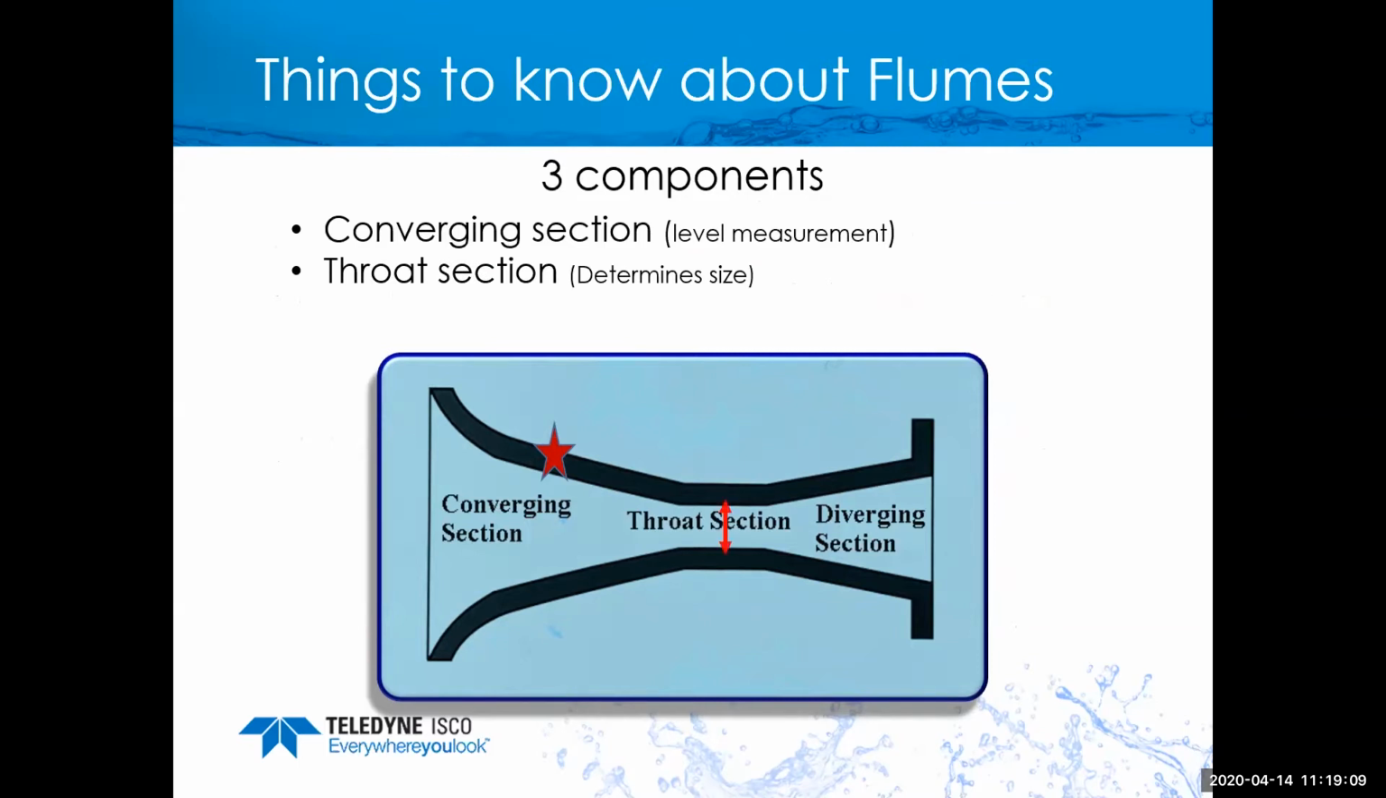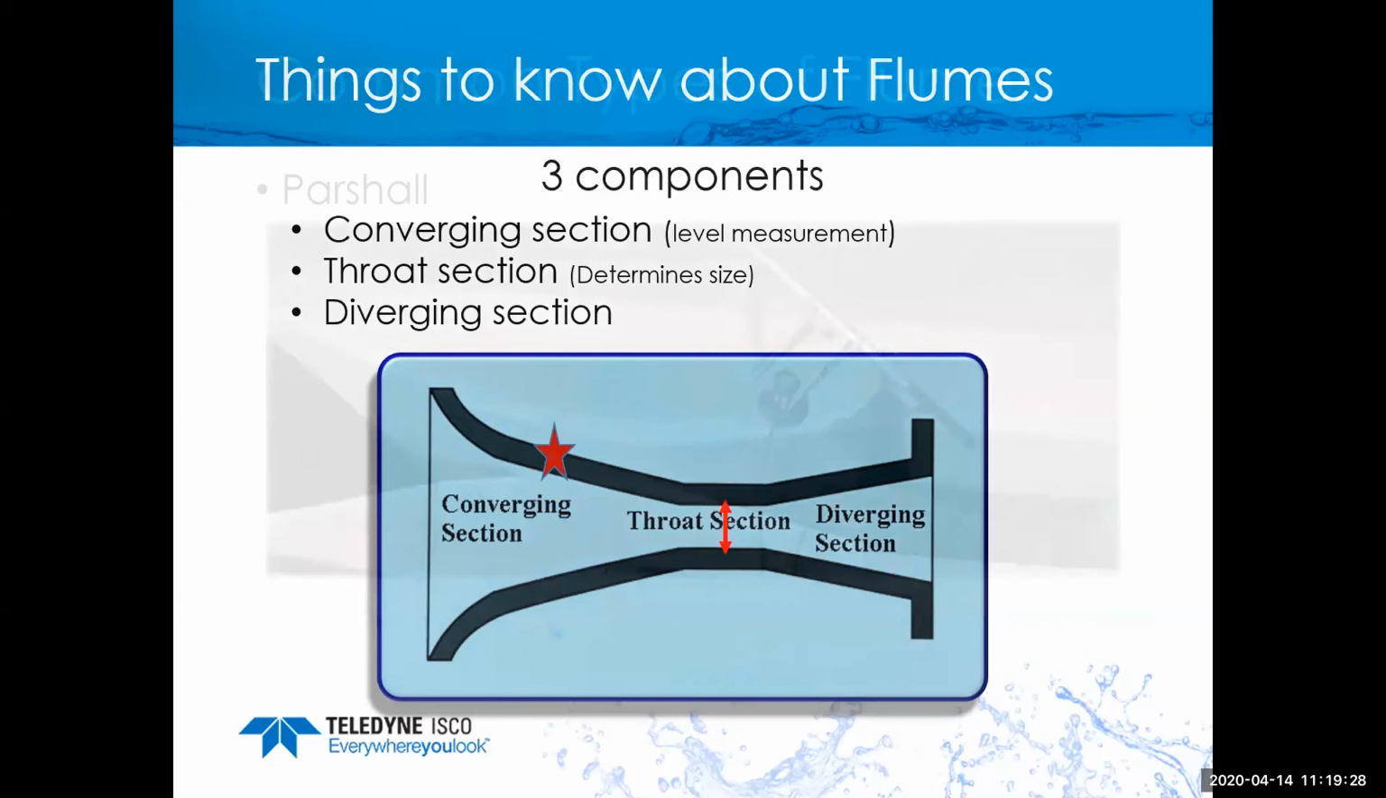The throat determines the size of your flume, so you just measure across it. If it's 3 inches across, you have a 3-inch flume, in this case a Parshall flume. And then you have the diverging section. This is where the water exits the flow stream, and we should have free flow going through the diverging section of the flume.